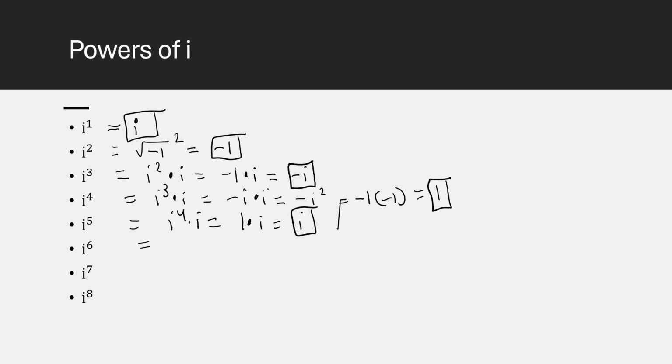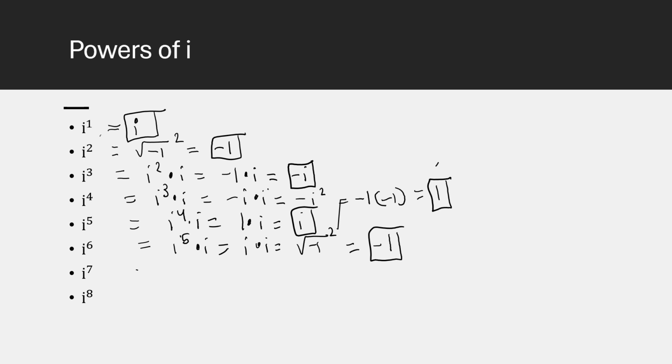i to the power of 6 is equal to i to the power of 5 times i, which is equal to i times i, which is equal to the square root of negative 1 squared, which is equal to negative 1. So we're starting to notice a pattern here. i to the power of 1 matches with i to the power of 5. i to the power of 2 is the same as i to the power of 6. So I think it's safe to assume that i to the power of 3 is going to be the same as i to the power of 7.